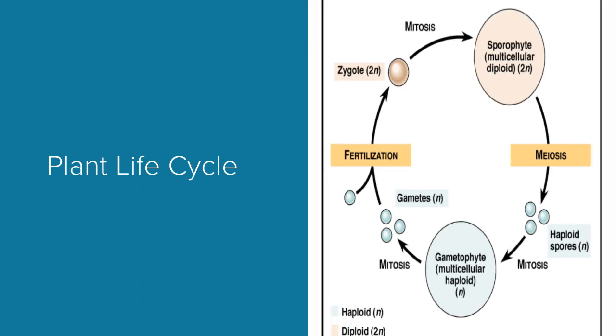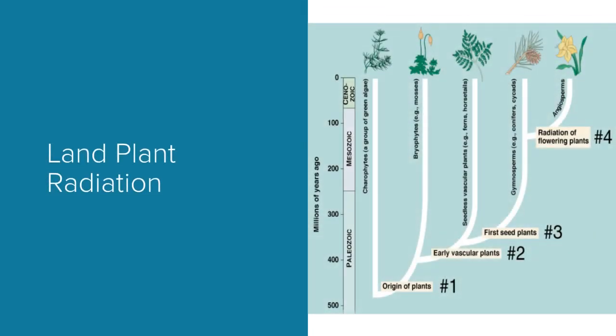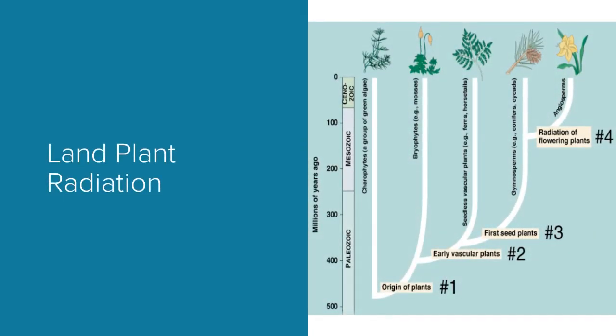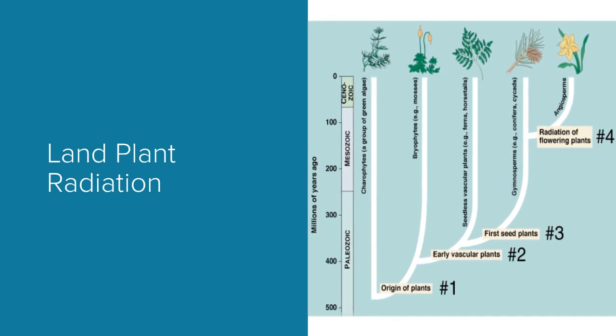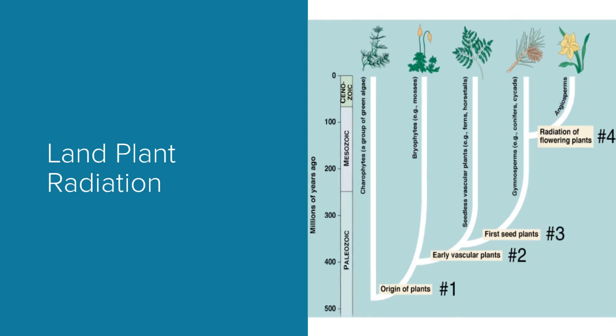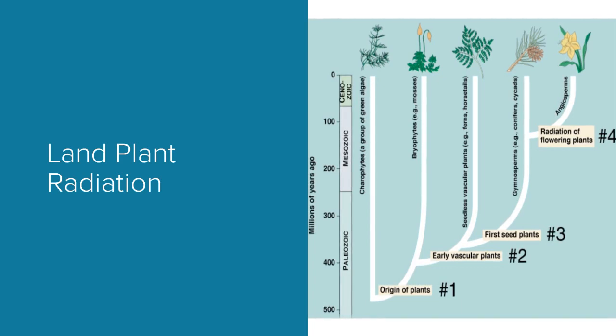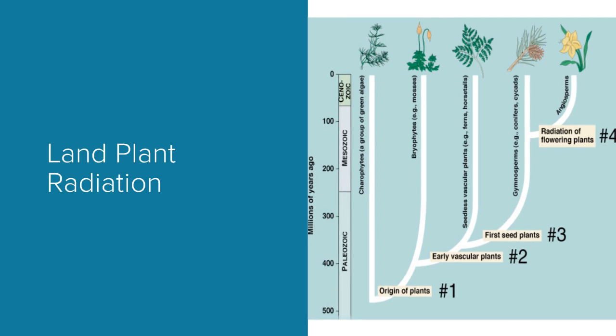the cycle continues. Just as the Cambrian radiation led to the mass diversification of animals, there was also a land plant radiation. The first land plants that evolved were non-vascular, which led to the evolution of vascular plants, such as ferns. And then eventually we saw the first seed plants, which are known as gymnosperms, and finally we see the evolution of flowering plants, which are known as angiosperms.